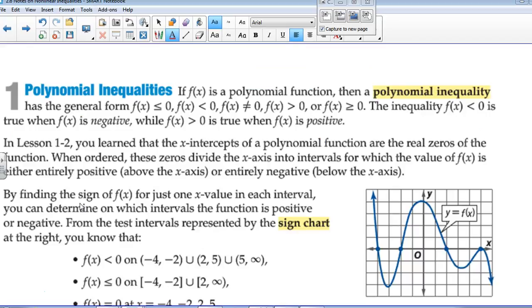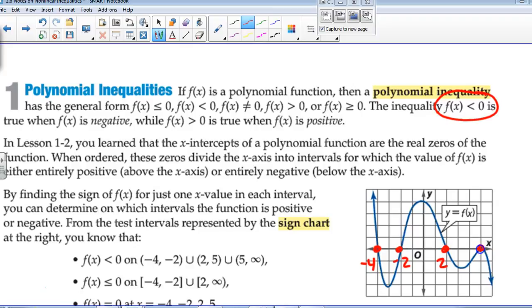If you have a big nasty polynomial and you graph it, okay? You don't have this, so just look up here. If I graphed this, it would show me that I had a 0 at, can you tell, is that -4, -2, 2, and 5 maybe? Okay?